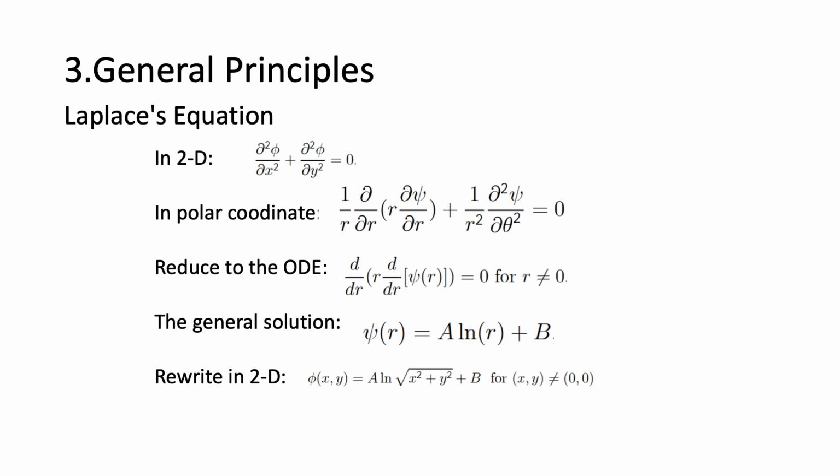To solve the equation, it will be much easier if we use polar coordinates. And we can rewrite the Laplace equation as the second equation here. Then reduce it to the ordinary differential equation as the third one, and integrate it twice. We can get the general solution, where a and b are arbitrary constants. Finally, rewrite it to get a particular solution.